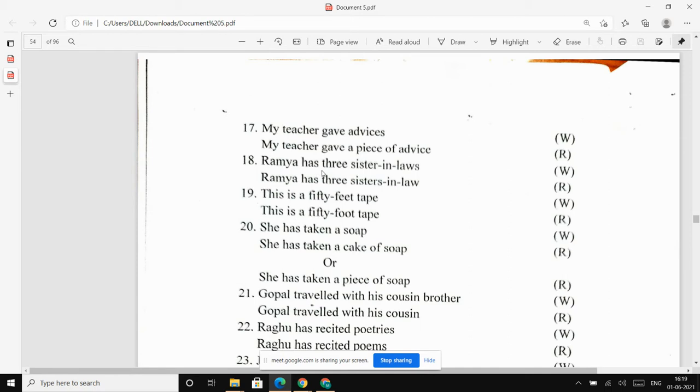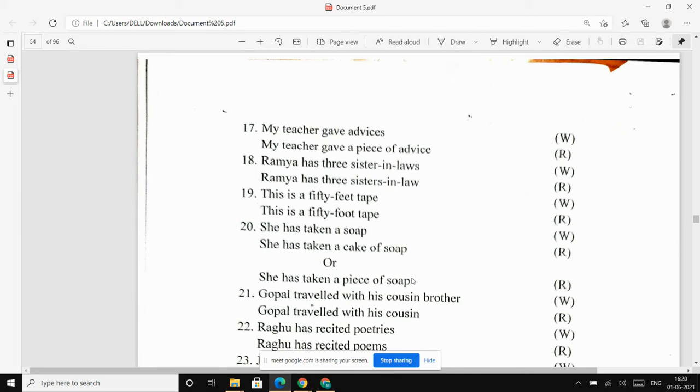Ramya has three sister-in-laws. So it is not three sister-in-laws, but Ramya has three sisters-in-law is the right word. This is a 50 feet tape. See here, this is a 50-foot tape, plural, singular. This is the difference here. She has taken a soap. So while using this soap also, she has taken a cake of soap or a piece of soap, like that we have to use in correction of sentences.